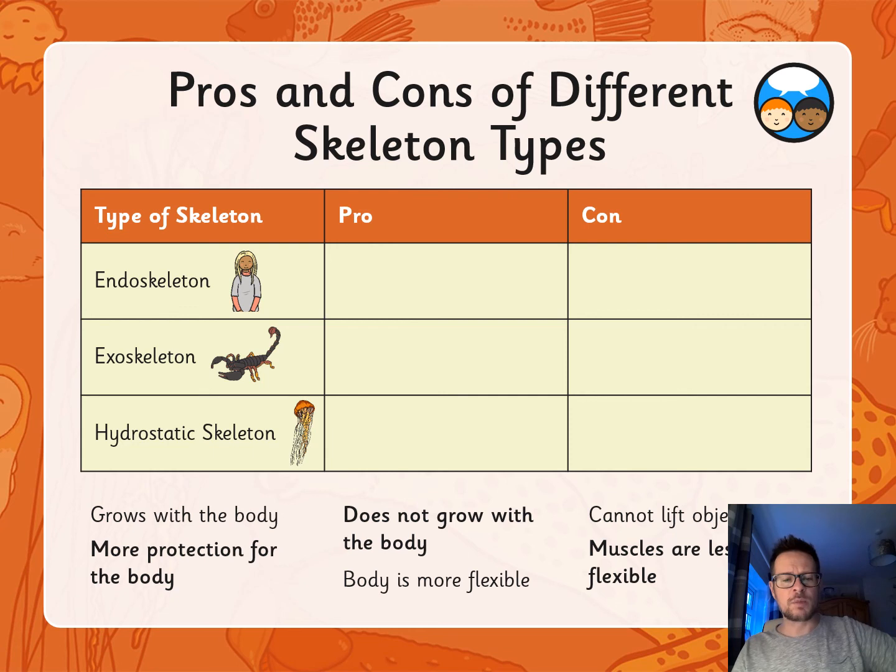We have grows with the body, more protection for the body, does not grow with the body, body is more flexible, cannot lift objects, and muscles are less flexible. Pros and cons of the 3 types of skeletons. You might have to do your own little bit of research here to find out some more information.